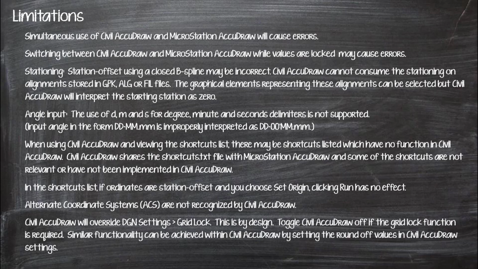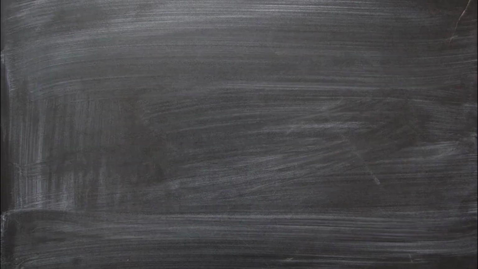Civil Accudraw will override the DGN settings gridlock. This is by design. Toggle Civil Accudraw off if the gridlock function is required. Similar functionality can be achieved within Civil Accudraw by setting the round-off values in Civil Accudraw settings. So those are just some of the limitations within Civil Accudraw. Next, we will list some of the differences.